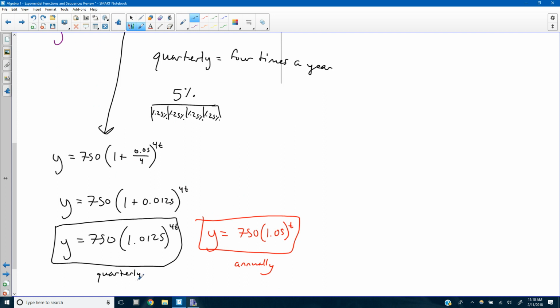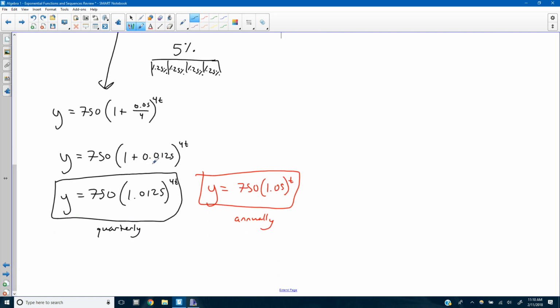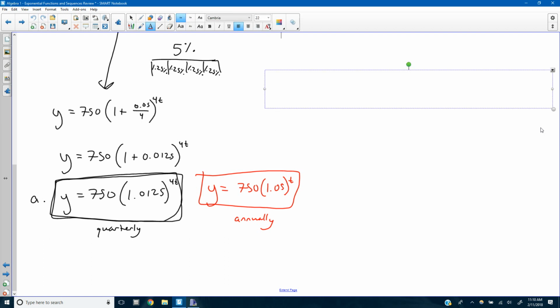Now, the question becomes, what's the difference between these two? I'm going to make sure to compute the difference here. And remember, this is the model that we're actually going to use. This is for part A. If this becomes 5% anyway at the end of the year, what's the difference? Well, I'm going to type out a saying here, and I'm going to see if you can really connect what it means when I do say it.